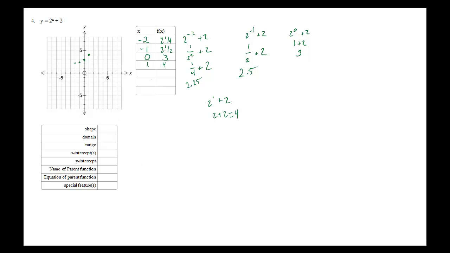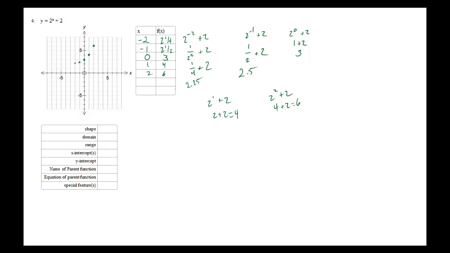And we're going to do one more because we're going to put in 2, because I know I need 5 points. So I'm going to go 2 to the 2 power plus 2. And 2 to the 2 power is 4, plus 2, which is going to be 6. So I put 6 in. So I go to 2, 6. There we go. So then we got our curve.